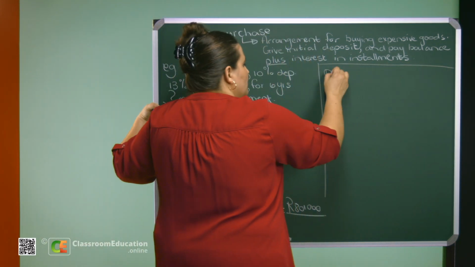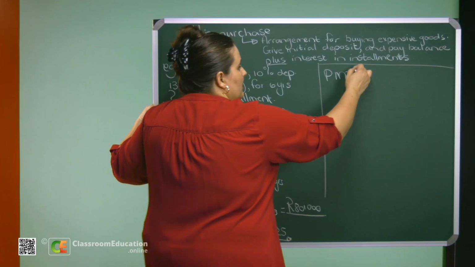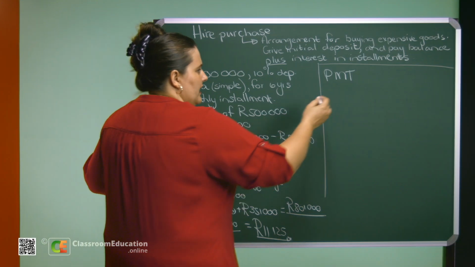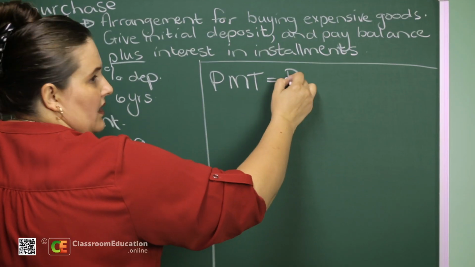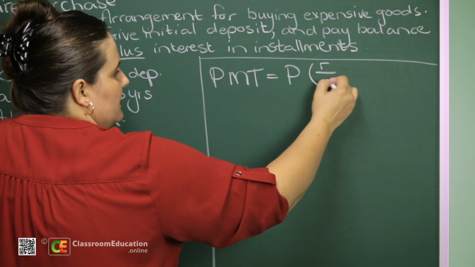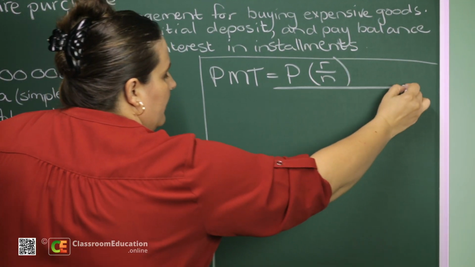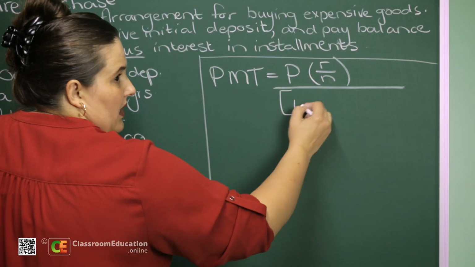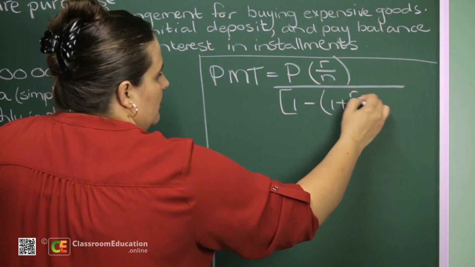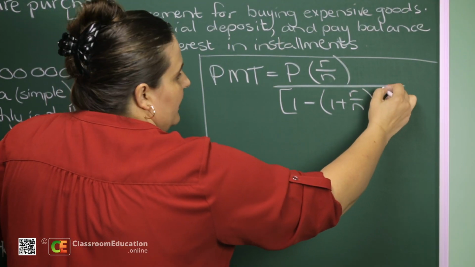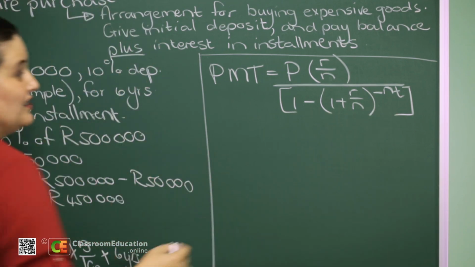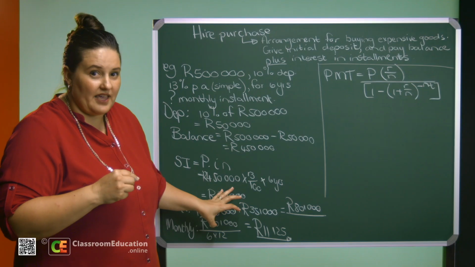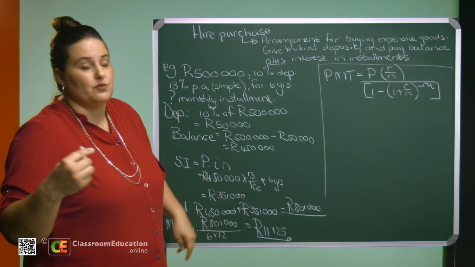To determine the monthly installment, have a look at this one. Take your amount and times the interest over the amount of installments per year, and it is divided by 1 minus (1 plus r over n) to the power of negative n times t. So, if you substitute all these values and information in there, you will see what answer we get.